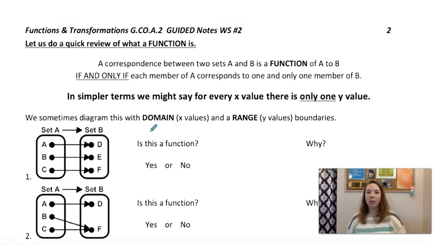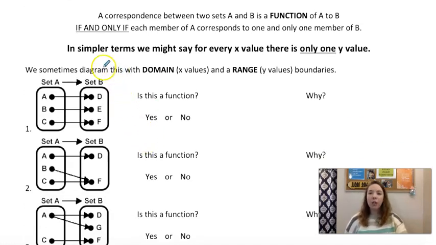So here it says a correspondence between two sets A and B is a function of A to B if and only if each member of A corresponds to only one member of B. So we say for every x, there is only one y. So last year in algebra, you did these mapping diagrams where you mapped your points with your x values to your y values. And as long as each x value only had one arrow extending from the left, it was a function. Okay, so every x only has one y. I'm not going to make us write out the reason for every single one, but that is the reason if you want to write it down. Every x has only one y.